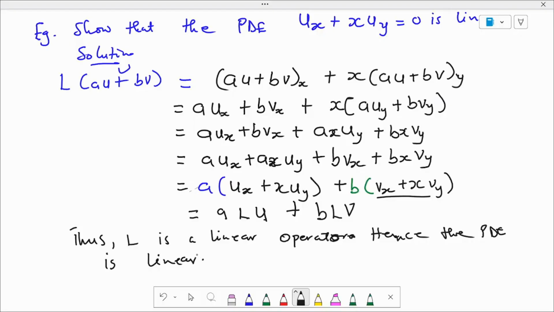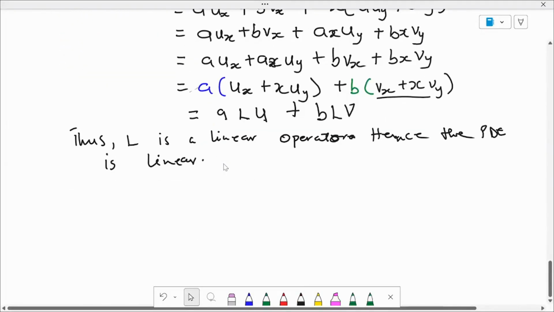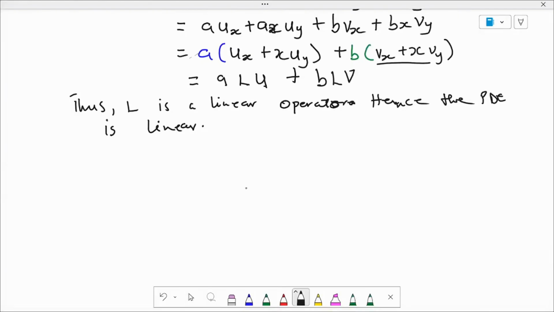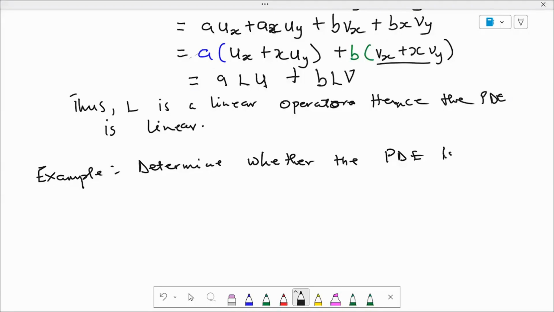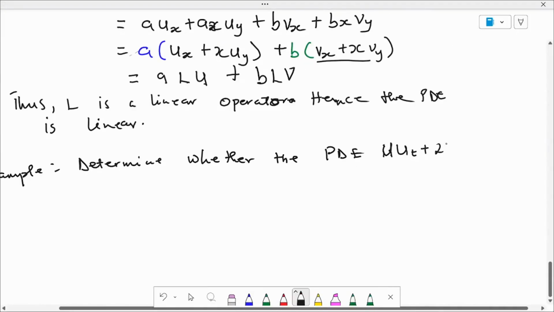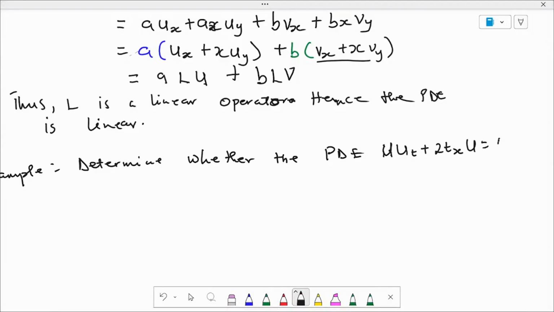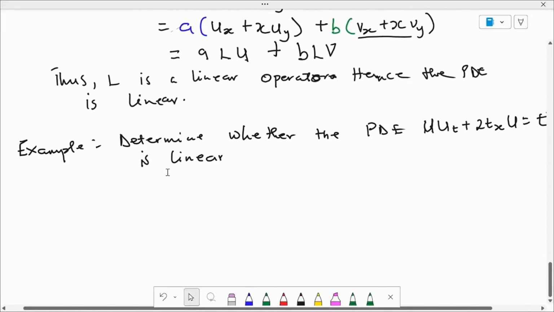Alright. So I will leave one question for you, and you can solve it and put your answer in the comment section. The question is: determine whether the PDE u_t plus u plus 2tx u is equal to t squared is linear. If it is linear, let me know in the comment section. If it is non-linear, let me also know in the comment section. Alright, so that is that for linearity.